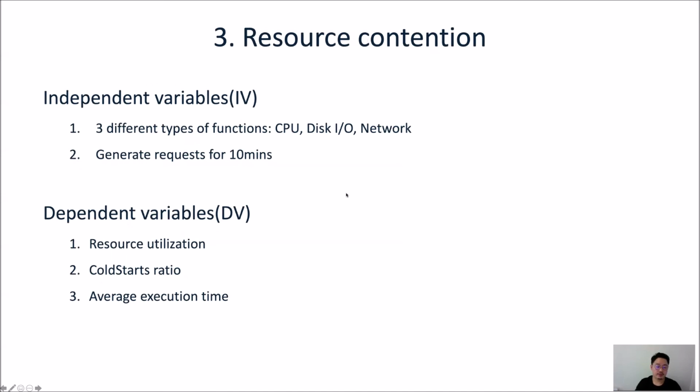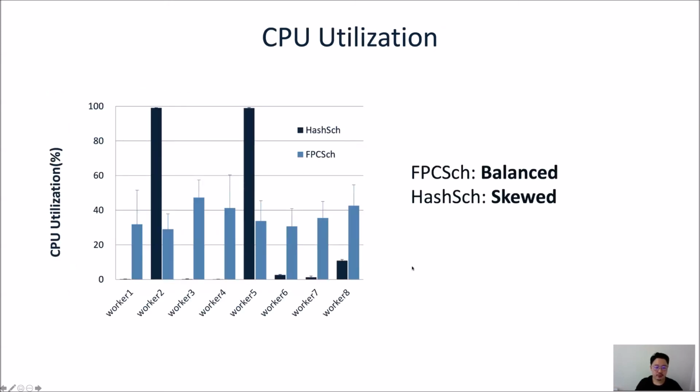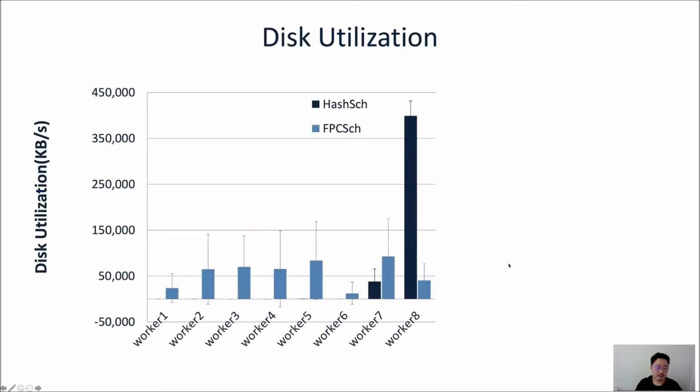The next one is the resource contention test. So we designed 3 different types of functions for CPU, disk I/O, and network, and we generated requests for 10 minutes. Since the same functions share the same hash value, it's not surprising that CPU utilization of the hash-based scheduler is skewed like this. And the FPC scheduler randomly creates the containers, so the standard deviation of the FPC scheduler is relatively high.